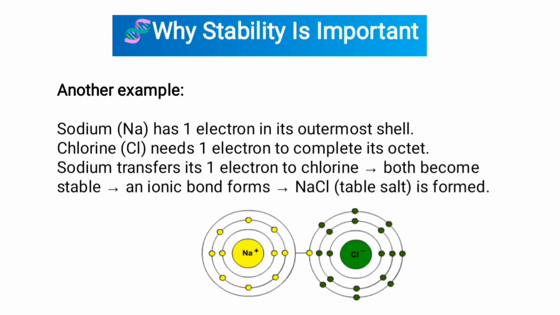Another example: sodium has one electron in its outermost shell, while chlorine needs one electron to complete its octet. Sodium transfers its one electron to chlorine. Both become stable in an ionic bond, forming NaCl. Table salt is formed. This is NaCl, which is stable.